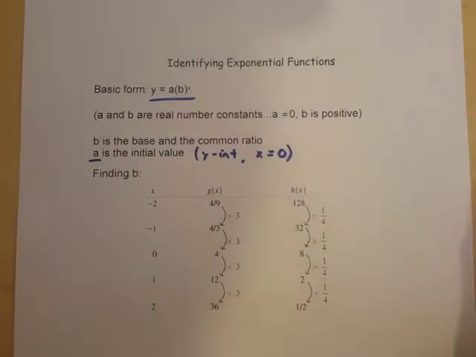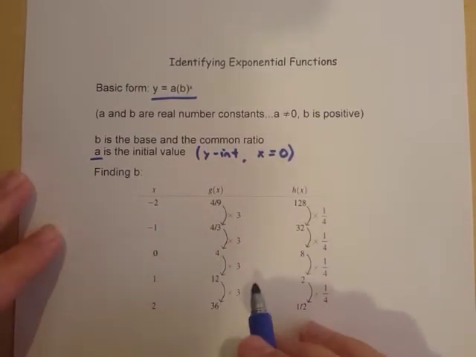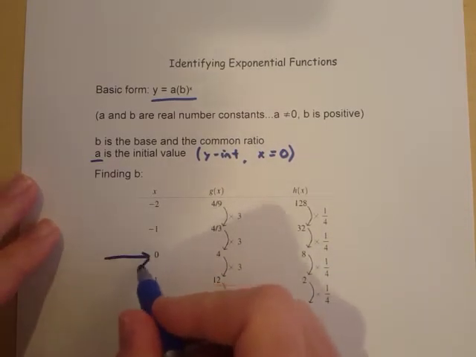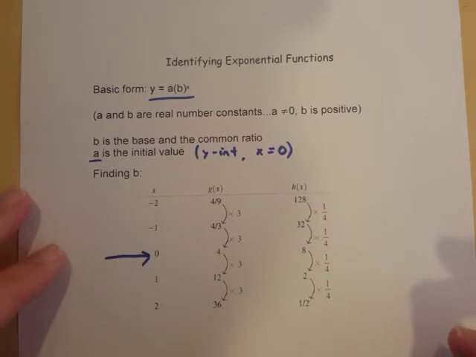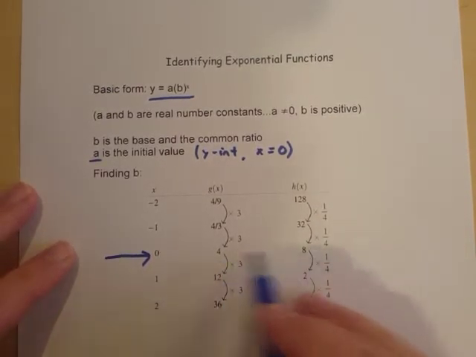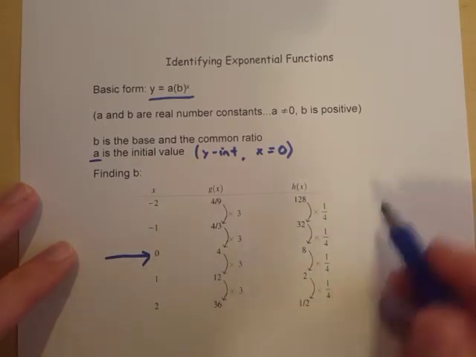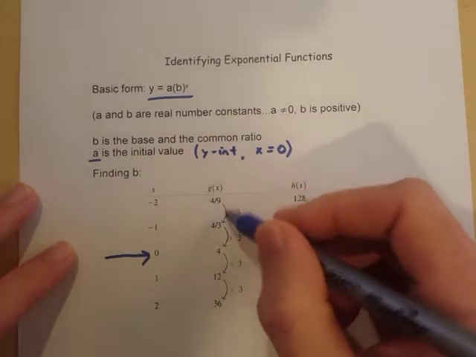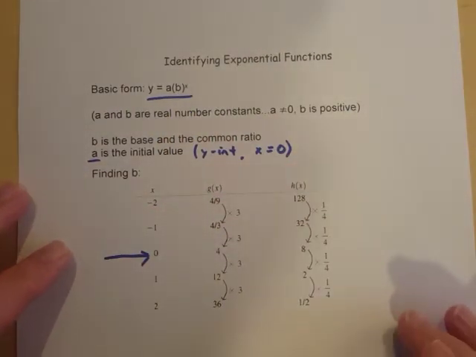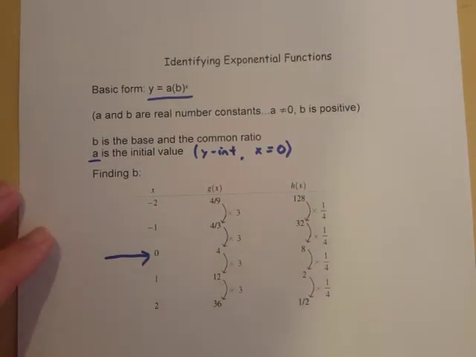Now, when you're looking at your table, what you're going to be looking for are a couple of different things. A from the table is going to be associated with where we have x equal to 0. So from each of these, you'll notice we've got 4 and 8. That's going to serve as our a in this case. And the amount that we multiply by each time is going to be our b. That's our common ratio. And we'll take a look at writing the equations for those.